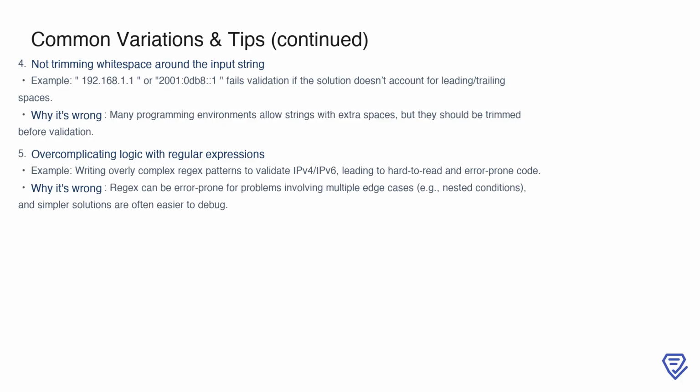Overcomplicating the logic, especially with regular expressions, is another issue. While regex can be powerful, writing overly complex patterns to validate IPv4 or IPv6 addresses can make the code difficult to read and prone to errors. For problems with many edge cases, regex can quickly become unwieldy, so it's often better to use straightforward parsing or modular functions for clarity and maintainability.